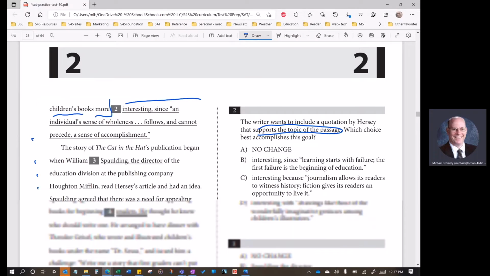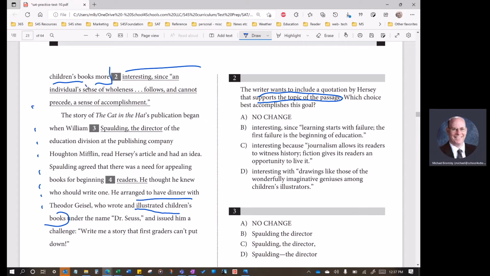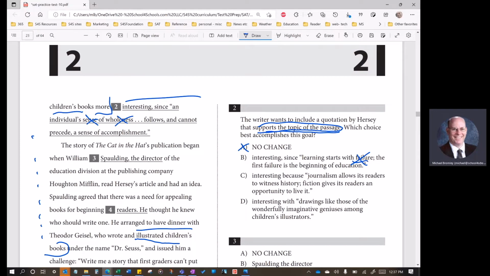So let's eliminate. It's not about a sense of wholeness. It's not education. Remember, we're looking at supporting the topic of the passage. It's not about learning starting with failure. If it is, maybe there's something in here about learning starting with failure. Doubtful. We can mark that to go back to. But if it is, that would be what we call an error of specificity, where it's just a small detail and not about the overall topic of the passage. We're looking for a statement of generality.